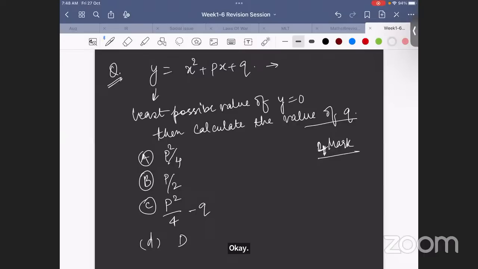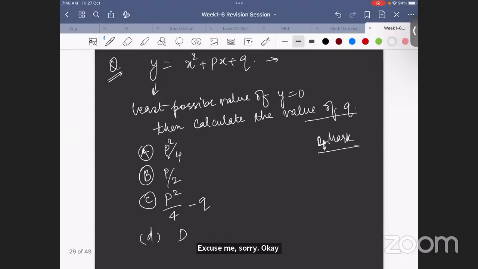Did you solve that? Yes, sir. Okay, so everybody try this. Yes, sir. Excuse me, sorry. Okay. Right, but not solved. Not able to solve. Let's solve this.